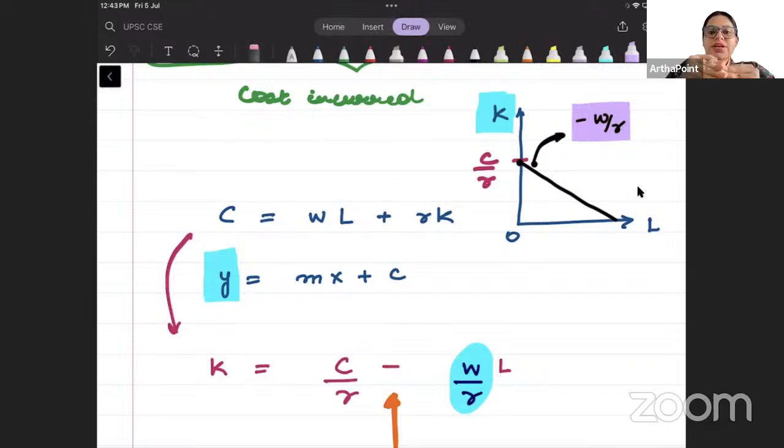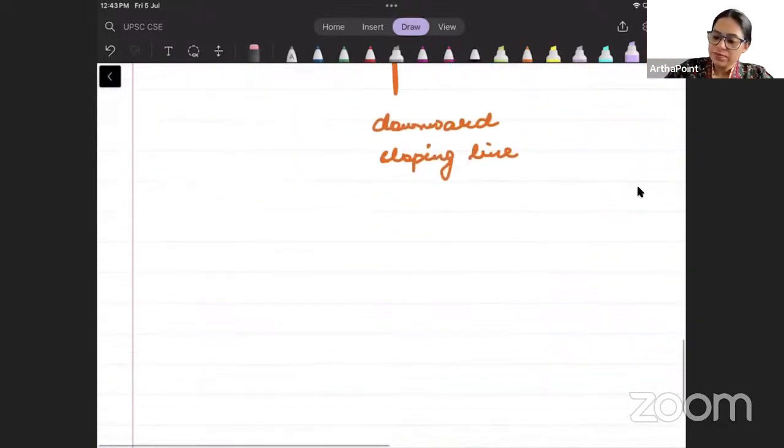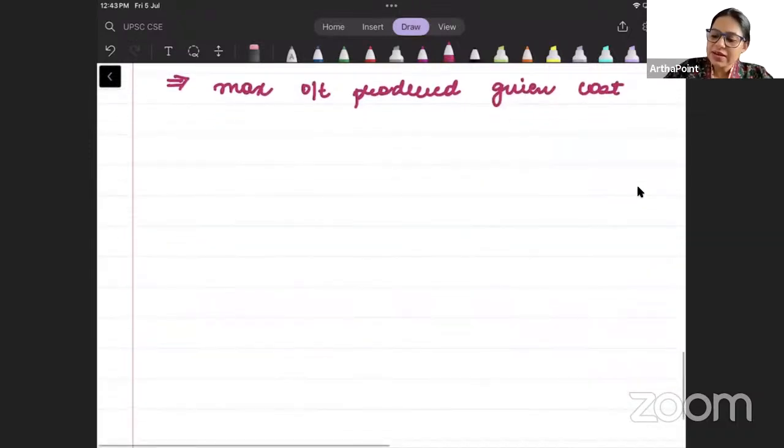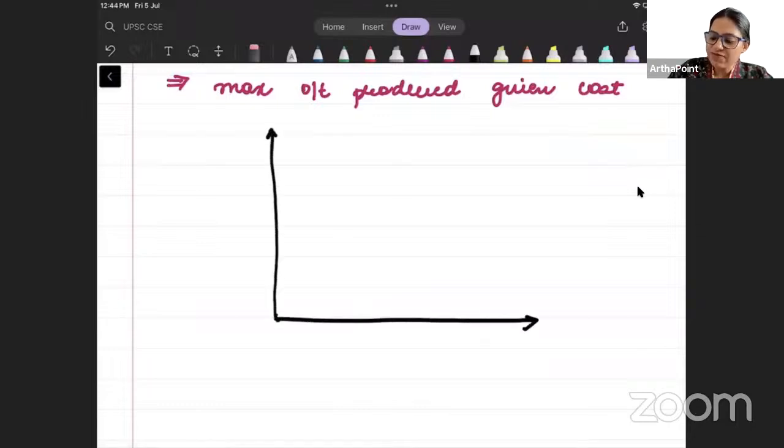Now, the question is, I have got my ISO cost line. I want to maximize the output produced given these resources or cost. What does it mean? It means that if I give you one ISO cost line, मैंने आपको एक ISO cost line दे दी.